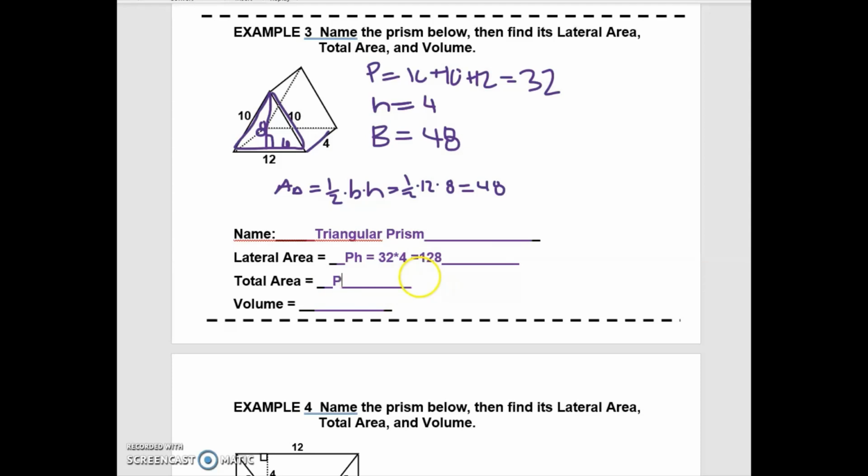Total area is our lateral area plus 2B. 128 plus 2 times, we said capital B was 48, so all of that equals 224. Yay! Our volume is capital B times height. Our area of the base was 48, times height of 4, and that will give us 192.